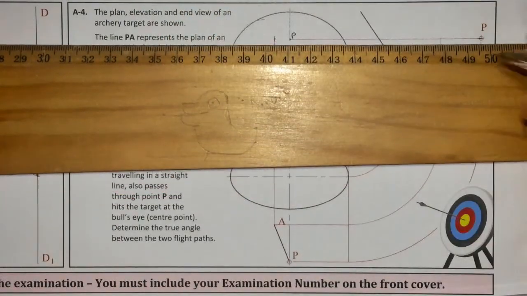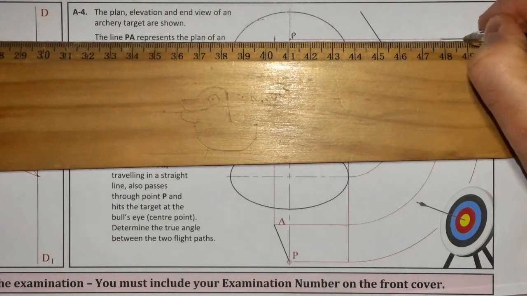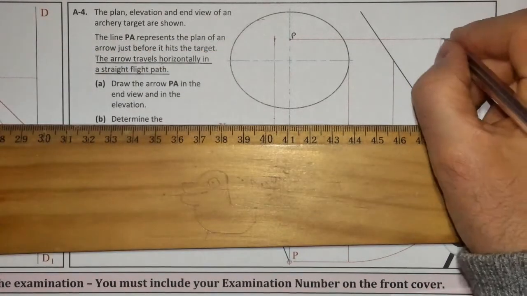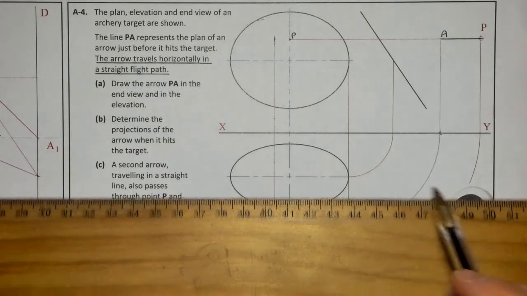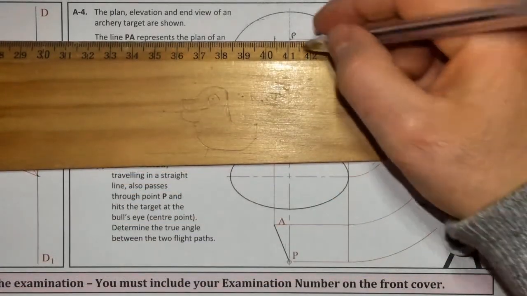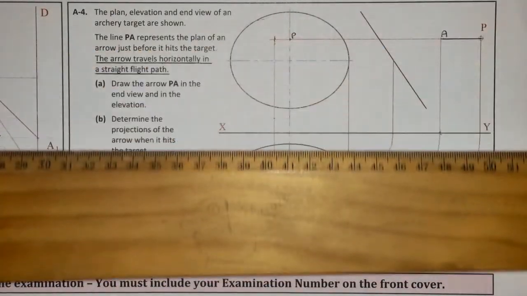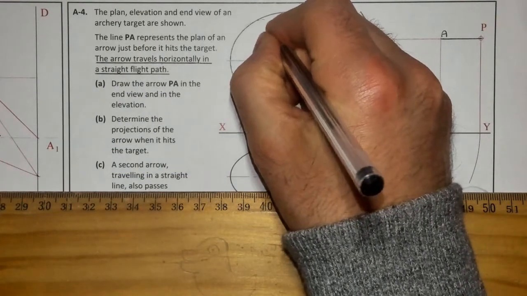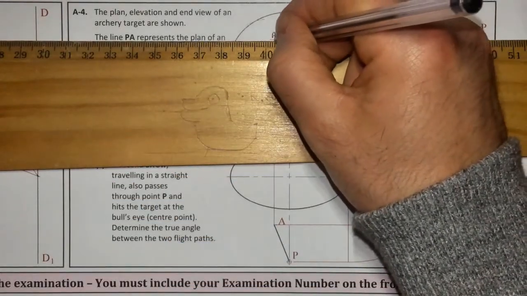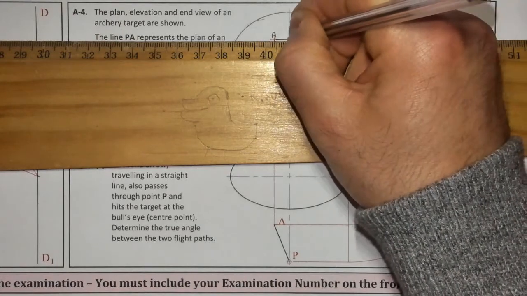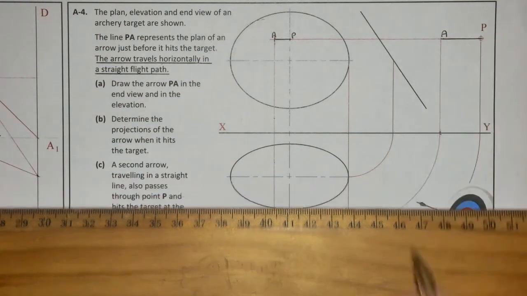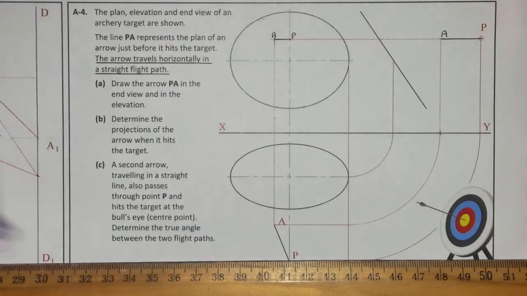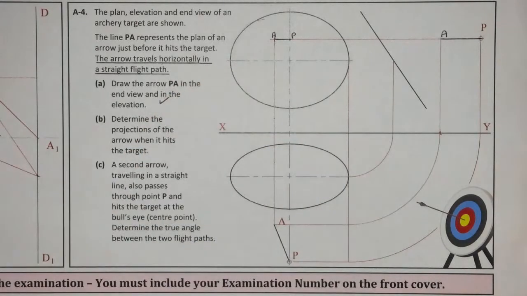So I know the arrow then is here. So there technically is my A. And so I know A is at the same height. Because A is at the same height, I can bring that across. There is my A in elevation. So there's the arrow as it would appear in elevation. Generally you would have the head there like that, and obviously the tail of the arrow. But we're just seeing as they're talking about a line here, which is representing the arrow. So part A, done. Not too bad.